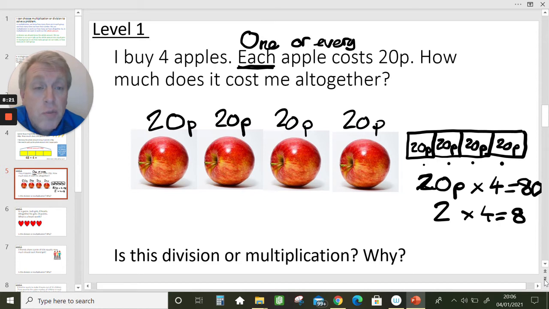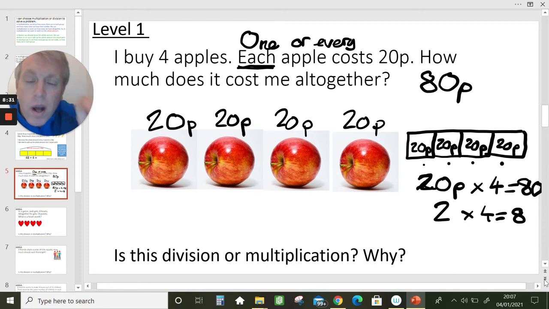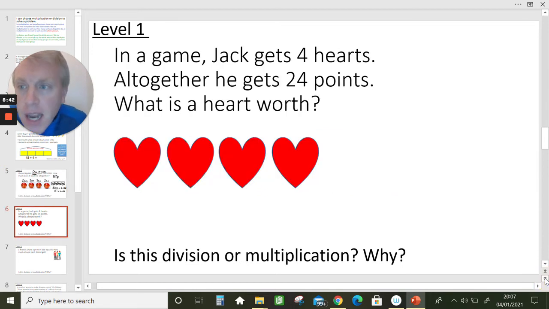How much does it cost me altogether? Let's answer the question at the top. 80 pence. It was a multiplication question. We knew each part was 20, but we didn't know the whole amount, so we had to multiply to find out how many altogether.